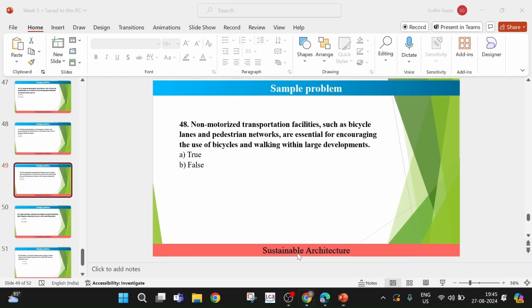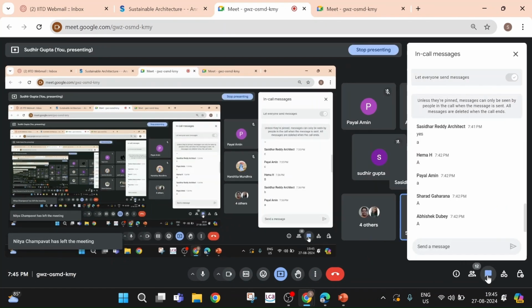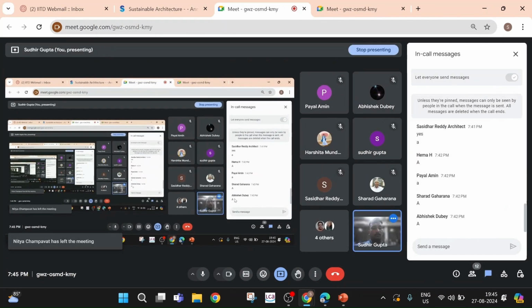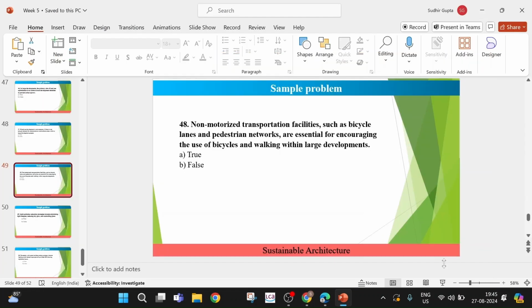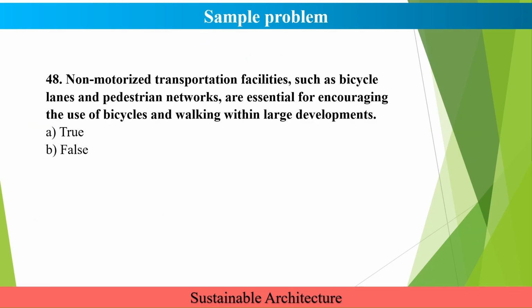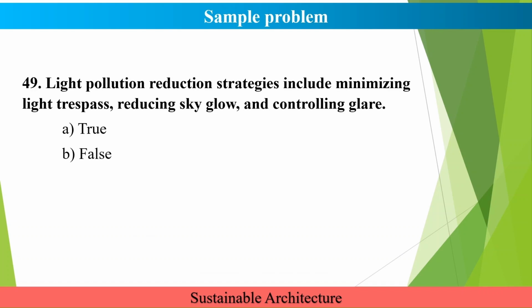So let's see. Most of all of you have given answer A only. So all of you are right. A is the right answer. So this statement is absolutely right. Non-motorized transportation facilities such as bicycle lanes and pedestrian networks are essential for encouraging the use of bicycles and walking within the large developments. So let's move to the next question. Question number 49.